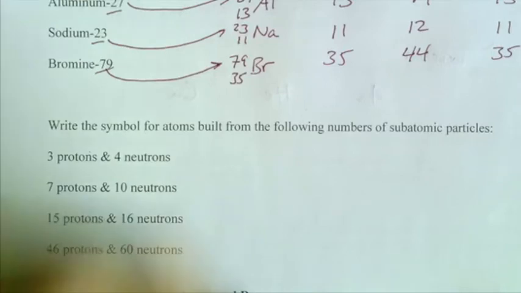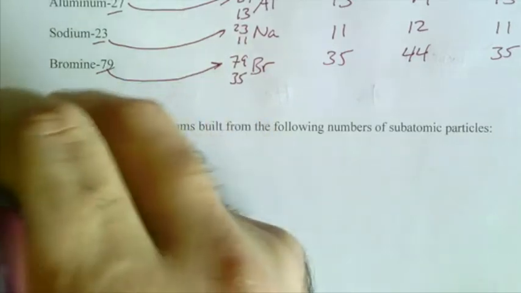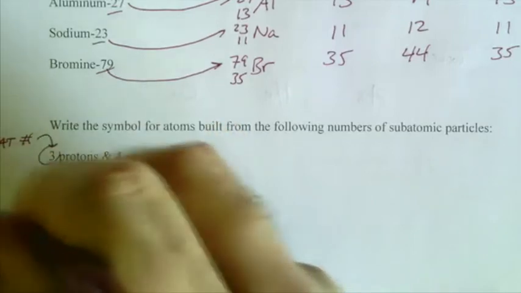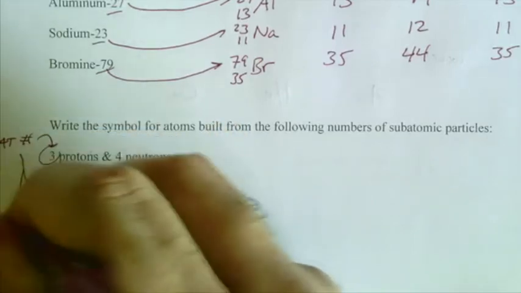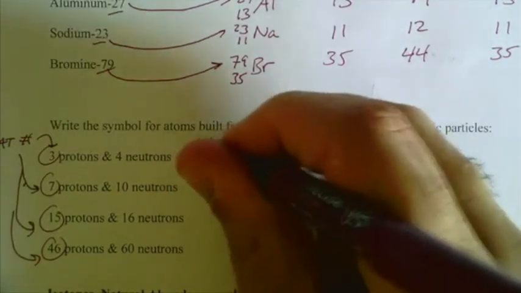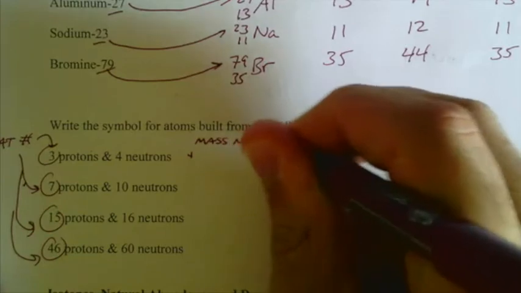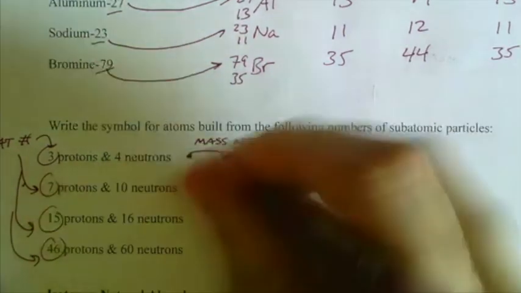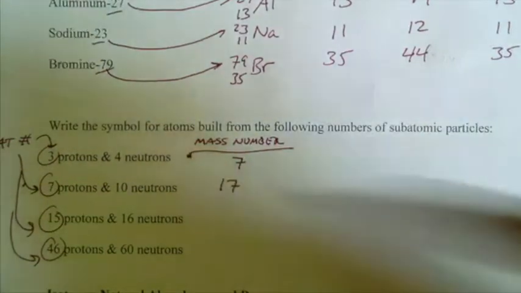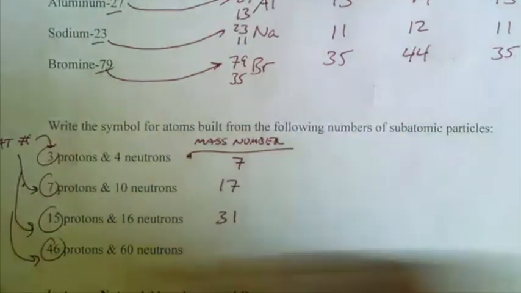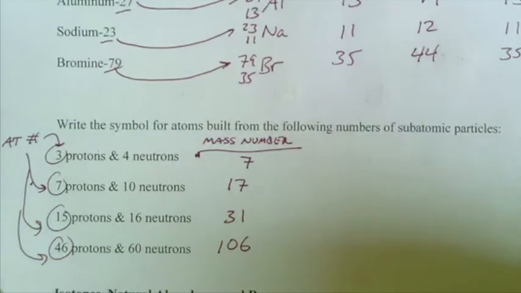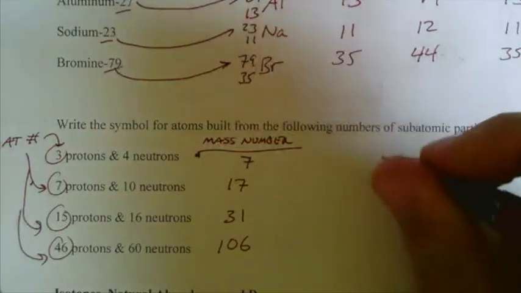All right, so a reminder, in each of these cases, this is telling me that the atomic number is simply 3 or 7 or 15 or 46 for each of these. The mass number is going to require me to do a little bit of addition. I've got to add up 3 and 4, so this is going to be a mass number of 7. This atom will have a mass number of 17. This will have a mass number of 31. This will have a mass number of 106. So right off the bat, I can at least put those pieces in for each of these.